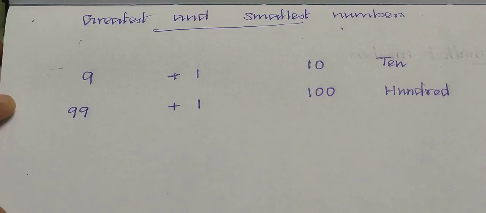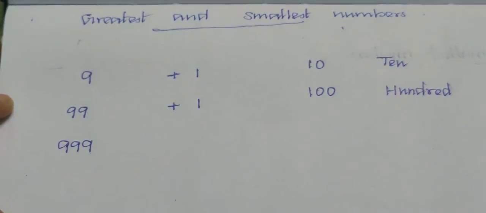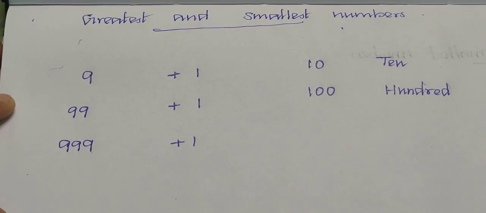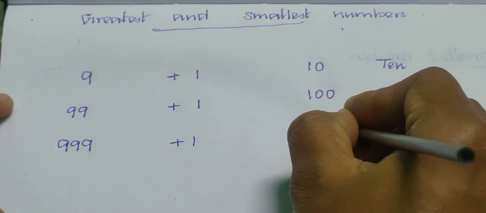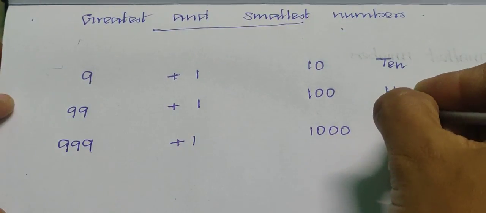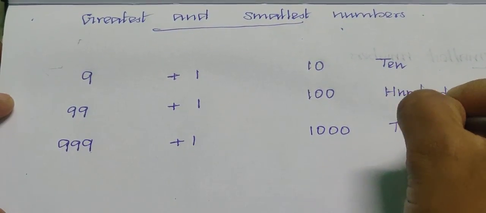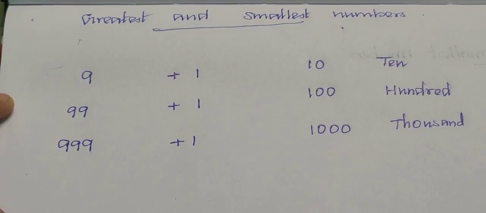Which is the greatest three-digit number? The greatest three-digit number is 999. If you are adding plus 1 to this, what will you get? 1000. It is the smallest four-digit number. 1000, THOUSAND.